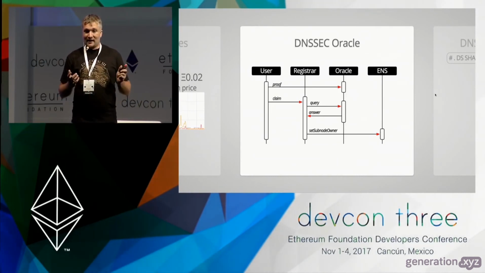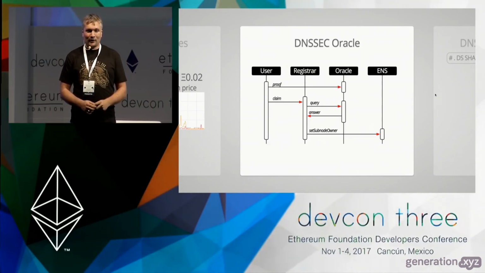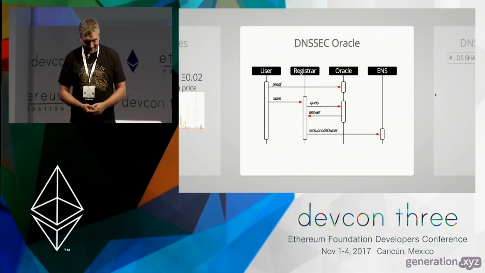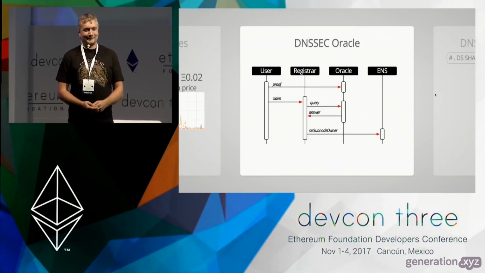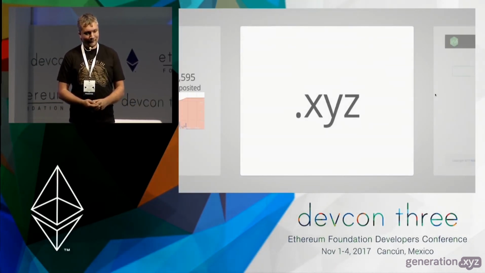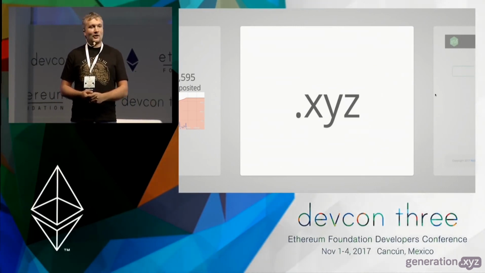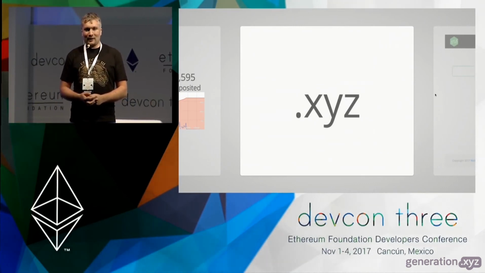And this is now fully functional on the Ropsten test network. You can register a DNS domain. Thank you. So initially, for testing purposes, we're starting only with the .xyz top-level domain, and we're grateful to them for cooperating with us on this.